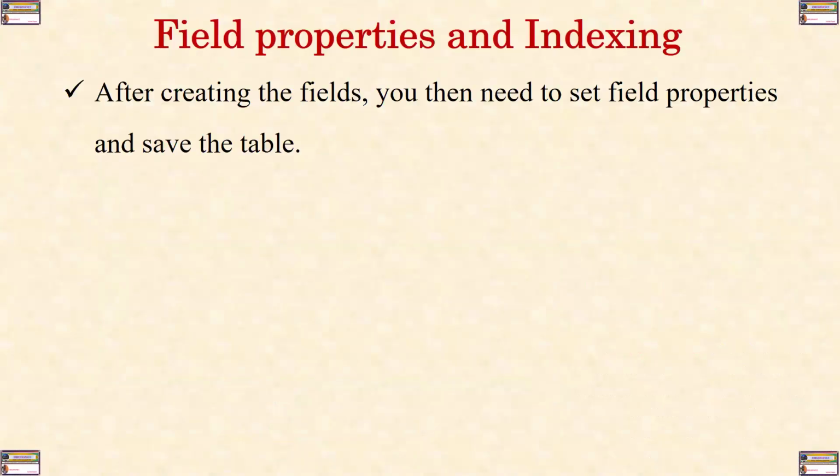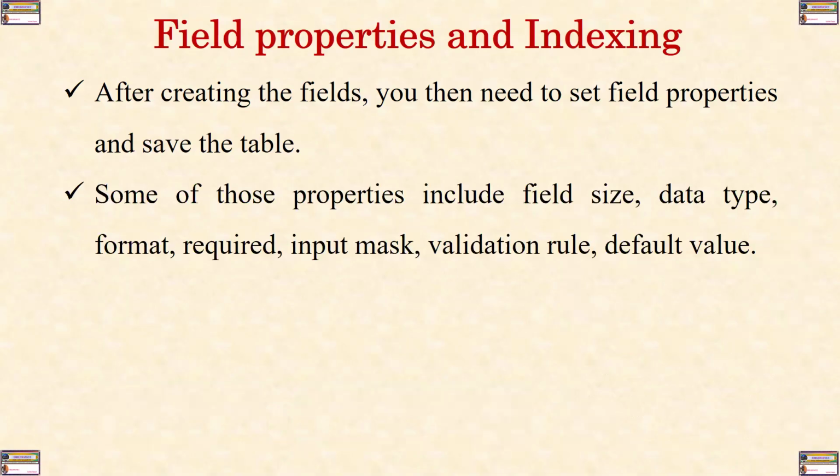After creating the fields, as we created in part 9 of the series, you then proceed and set the field properties for each of the fields, and lastly, you save your table. Some of those properties include the field size, the data type, the format, the required, the input mask, validation rule, default value, amongst others. Simply put, my dear students and the rest of the learners, creating of tables and the fields is not just only that.